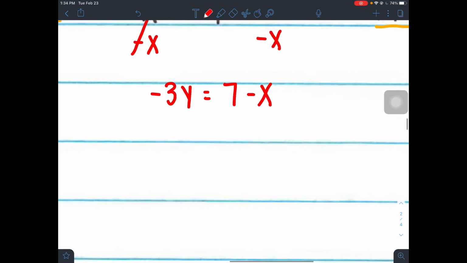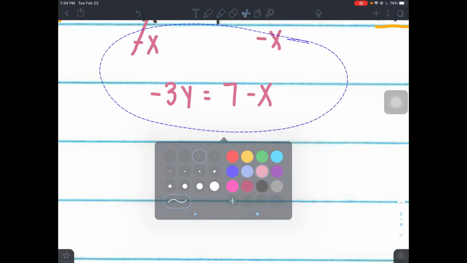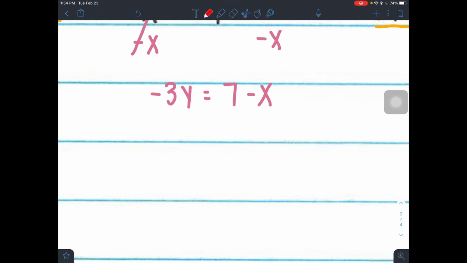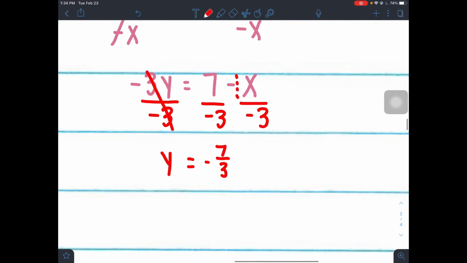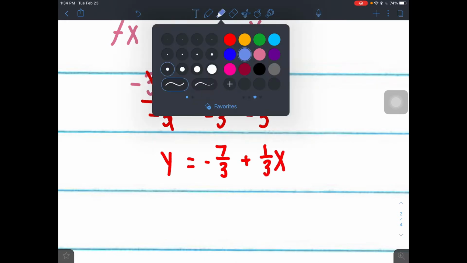Those aren't like terms, so you keep them apart. Oops, I just realized that I need to do this in a different color. Pink. Okay, and then our next step here is we're going to divide everything by negative 3. Negative 3 divided by negative 3 is 1. 7 divided by negative 3 is negative 7/3. And then remember, negative 1 divided by negative 3 is going to be positive 1/3 x.